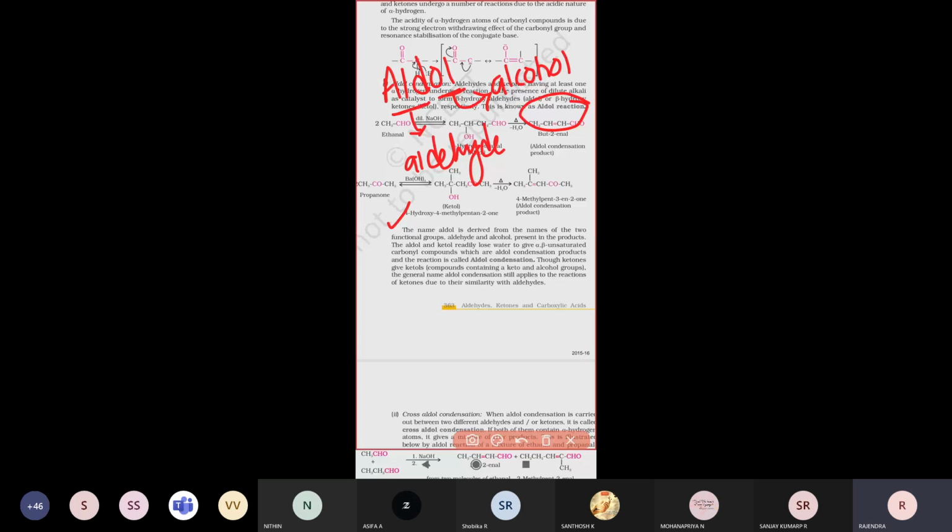Condensation stands for removal of a water molecule. So during this aldol reaction, what happens? One water molecule is eliminated. That is why we call that reaction the aldol condensation reaction. Condensation means removal of a water molecule, so one water molecule is eliminated, right?